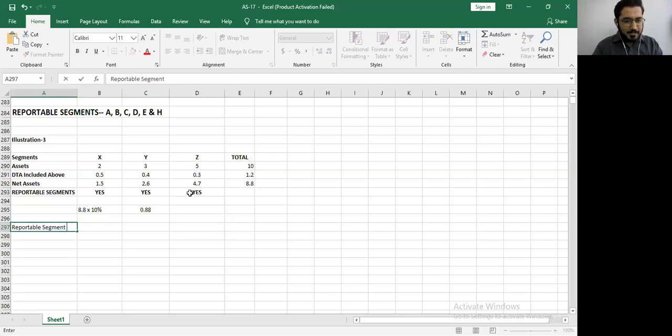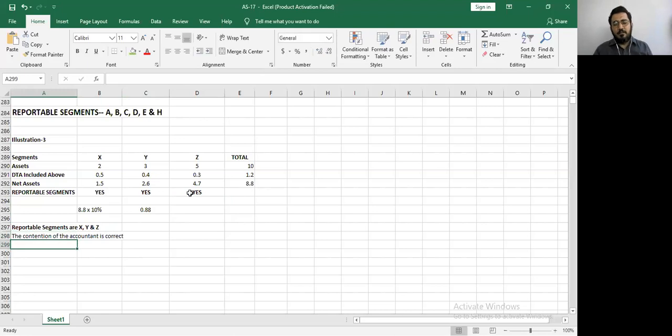reportable segments. In this case, your reportable segments are X, Y, and Z, which means the contention of the accountant is correct. All segments are reportable. Are you understanding?